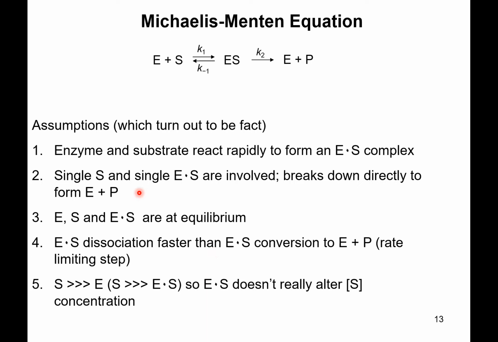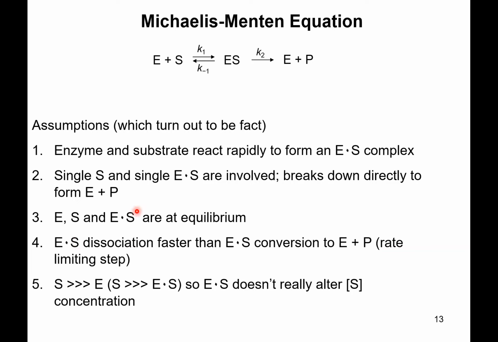The assumptions that we make: enzyme and substrate react rapidly to form that complex, a single substrate and single enzyme substrate complex are involved, and they break down directly to enzyme plus product. So we don't need two enzyme substrate complexes. It's just one of these complexes that leads to the product formation.